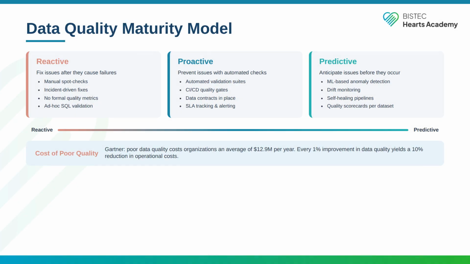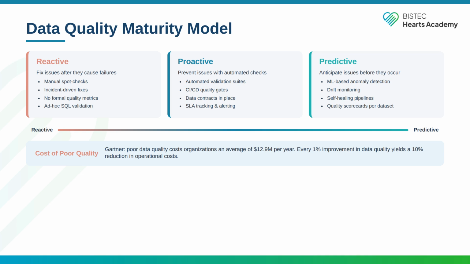Now let's talk about where your organization sits on the maturity curve. There are 3 stages. Reactive is where most teams start. You find out about quality issues when something breaks downstream. A dashboard shows wrong numbers, a customer complains, a report fails. You fix it, move on, and hope it doesn't happen again. The hallmarks are manual spot checks, incident-driven fixes, and no formal quality metrics.